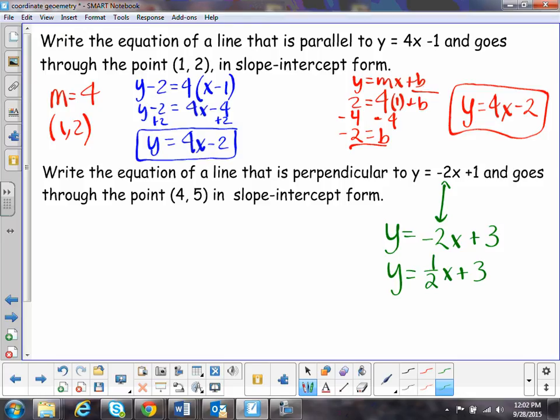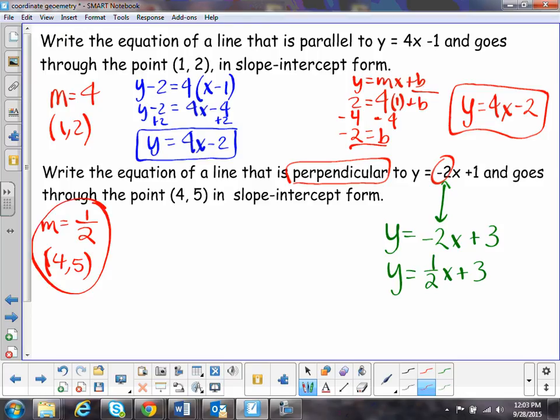Alright, so let's see the difference between the two. I would like you guys to do the first step that we did over the first one. What do you know about this new line? What's the slope going to be? Positive 1 over 2. You have to think opposite reciprocal of negative 2. They said it was perpendicular, not parallel. And then what's the point? (4, 5). So these are the two things that we know about this new line. So now do either this or this, whichever one. Which one do you all like?